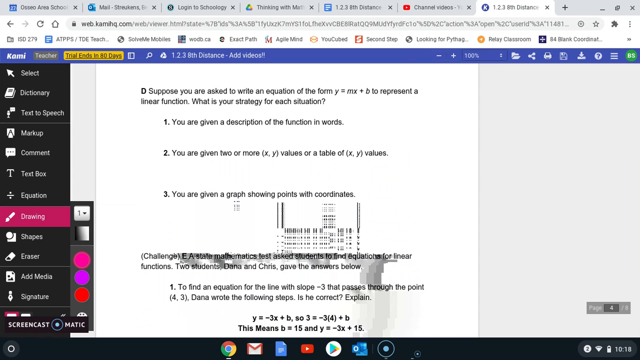Number two, you are given two or more x, y values, so coordinates, or a table of x, y values. How would you find the equation if you were just given a table of values? And number three, you're given a graph showing points with coordinates. How do you find the equation if you're just given a graph?